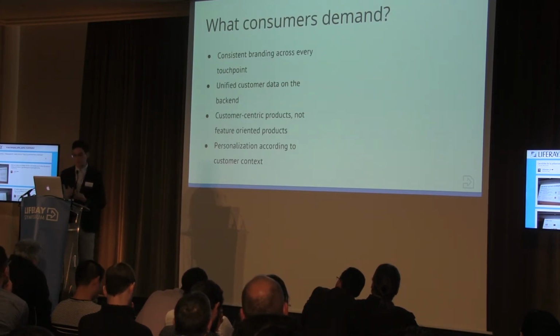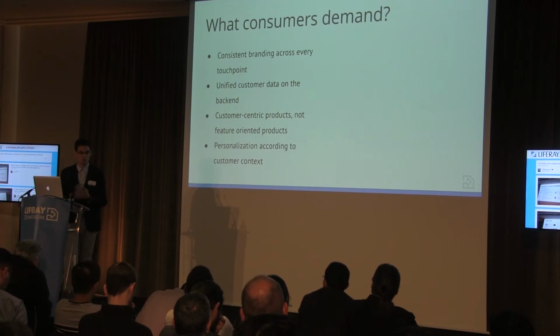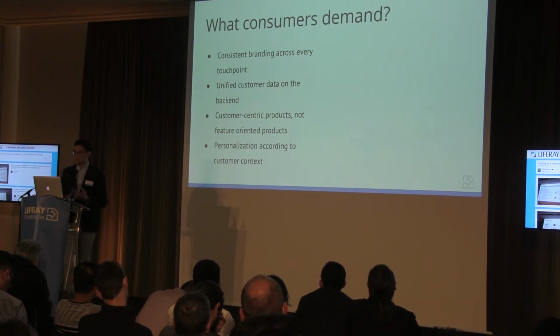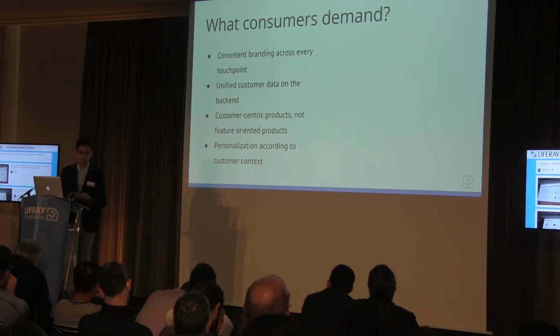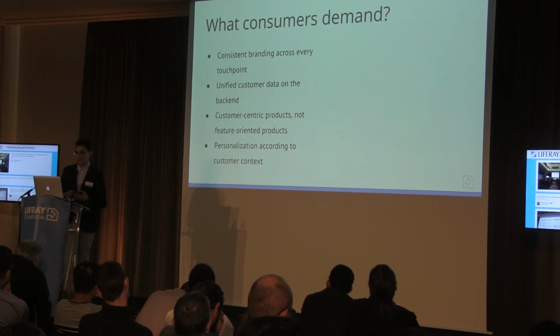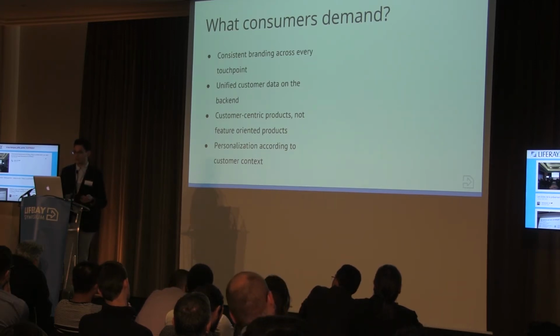So what do customers demand? What do they want? When they interact with our website, with our application, what do they request? They want a consistent branding across every touch point. They don't want fragmented user experiences where I access a website and then I access the mobile application and they are completely different, and I can't use all the interactions and all the user experience patterns I learned in the website on the application, because of the branding and the colors, they are completely different.